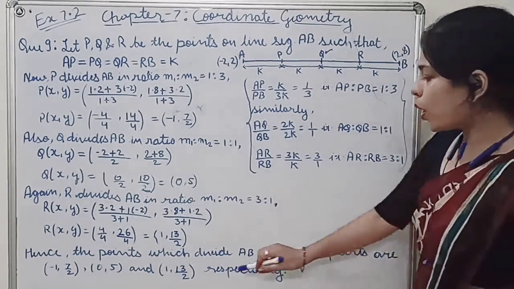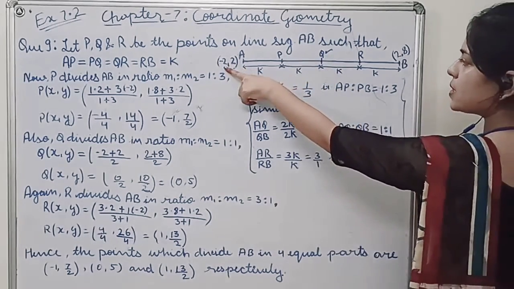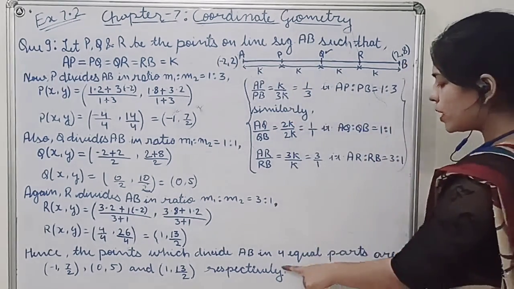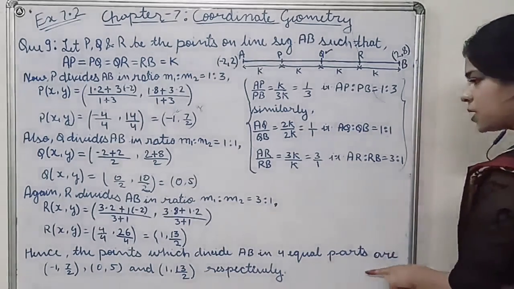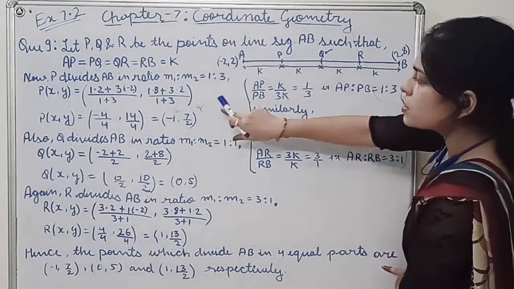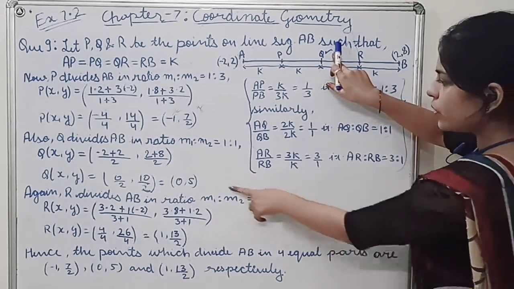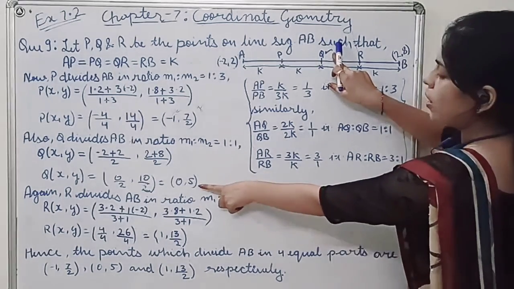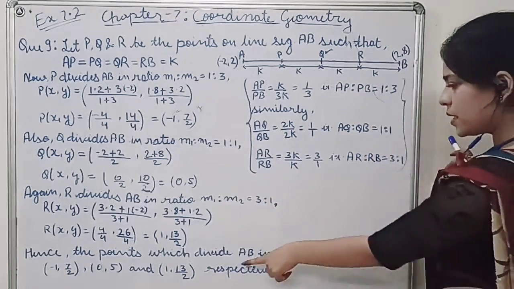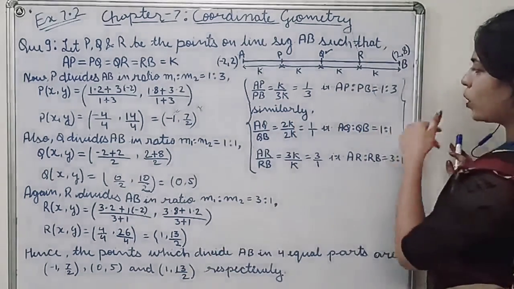Hence, the points which divide the join of AB, where this is A and this is B, in 4 equal parts are as follows. This is the first point, and the coordinates of the first point were minus 1, 7 upon 2. This is the second point, its coordinates were 0, 5, and this is the third point, and the coordinates of this point are 1, 13 upon 2.